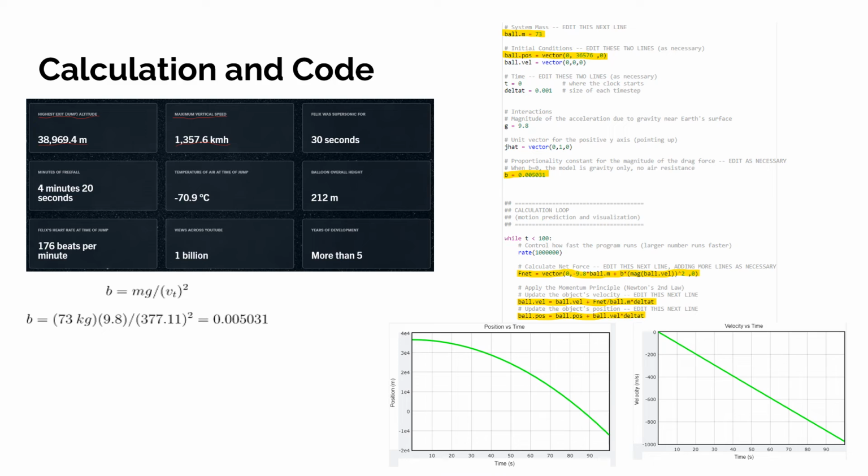And then I had to update the momentum principle with velocity and position update formulas. That's what those last two lines are right there. And then this yielded a position versus time graph and a velocity versus time graph, as you can see down here.